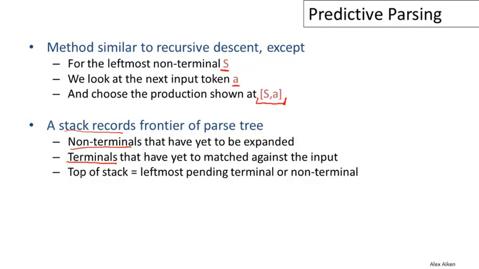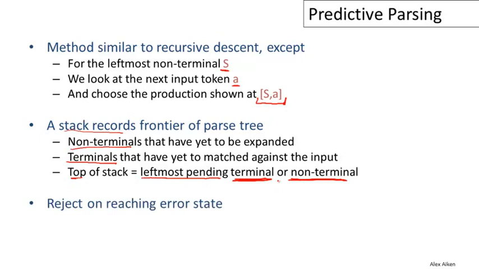The important property of the stack is that the leftmost pending terminal or non-terminal is always at the top of the stack. So either the terminal we're trying to match or the non-terminal we're trying to expand will always be on top of our stack. We'll reject if we reach an error state. So if we look up one of those empty entries in the table, we will reject the string. And we'll accept if we reach the end of the input and we have an empty stack, meaning we have no pending unmatched terminals or unexpanded non-terminals.